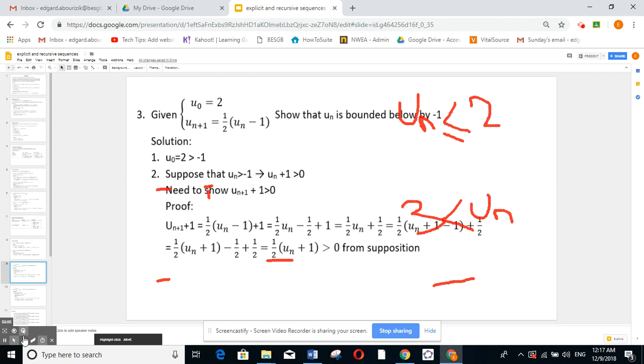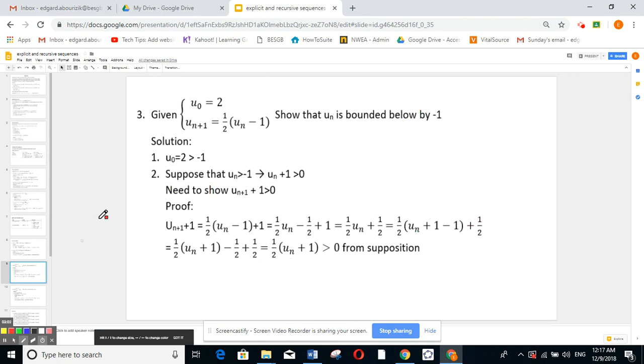However, if you have a recursive like this one, I want to show that un is bounded below by minus 1. So minus 1 is less or equal to un, or in other words, un bigger or equal to minus 1. I do it for the first term. I know that u0, which is 2, is bigger than minus 1. So I say, suppose un bigger than minus 1. In other words, un plus 1 bigger than 0.